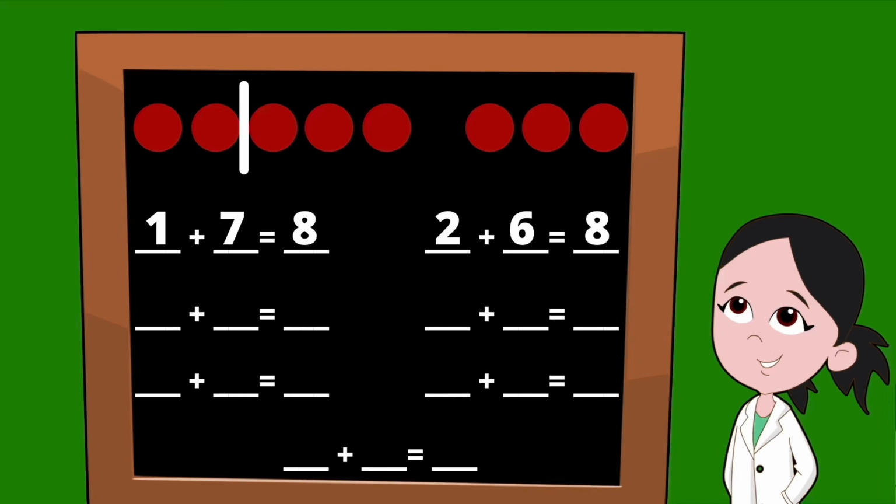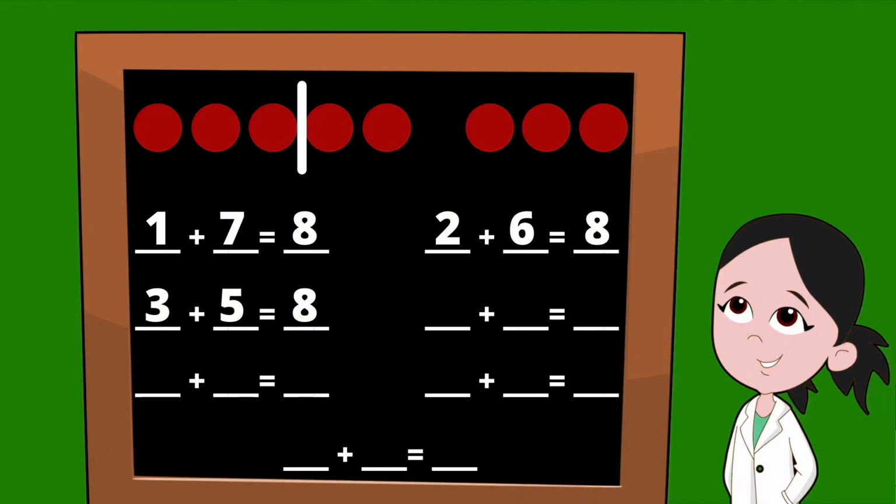Let's slide that line over 1 more dot to get our third set of partners. Let's count the dots to the left of our line, and we have 3 dots. That means our first partner is going to be the number 3. To the right of our line, we have 5 dots left, so this means our second partner is going to be the number 5. 3 plus 5 equals 8.